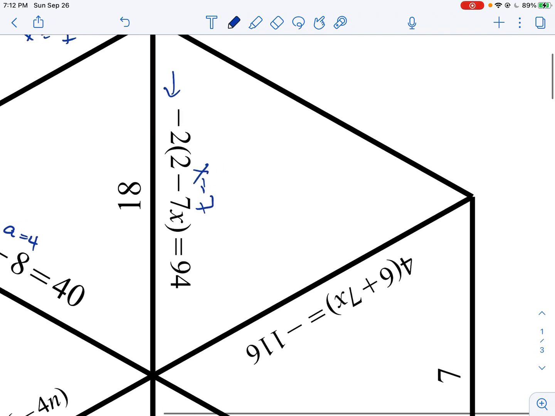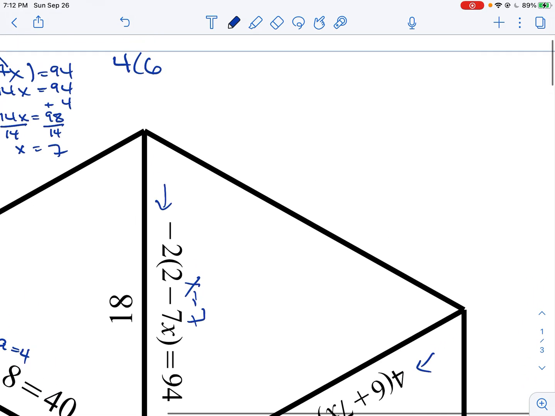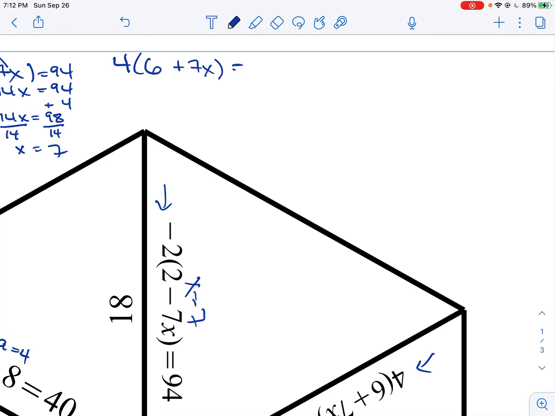Okay, so then I have this one right here. So 4 parenthesis 6 plus 7x equals negative 116. So 24 plus 7x equals negative 116. Subtract 24 from both sides. I get 7x equals negative, because if you're adding negatives and everything's negative, then your answer is going to be negative. And so I just add the numbers.